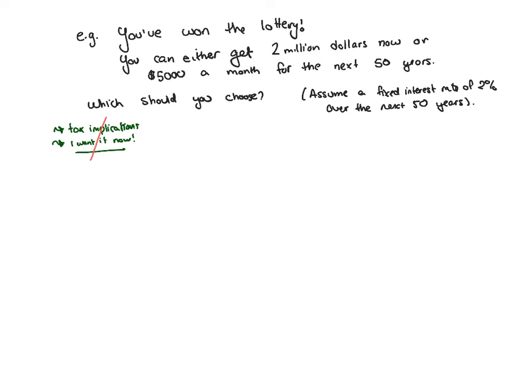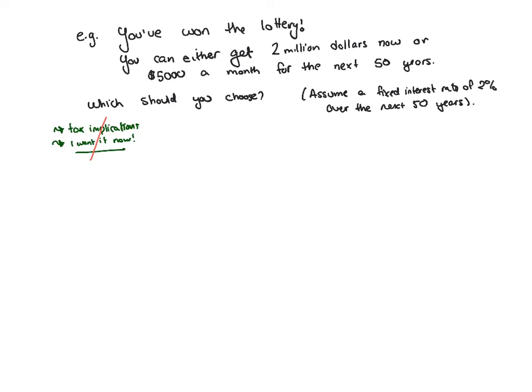assume that if we got those $2 million, I would just stick it in a bank account, and we're going to assume there's interest rates of 2%, and then just pull money from that every month so that I would be able to pull an equal amount for 50 years. You can kind of think of it as an amortization. Or maybe you could just get that $5,000 a month.